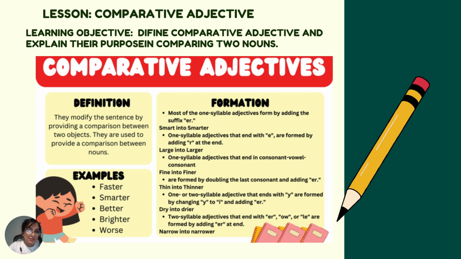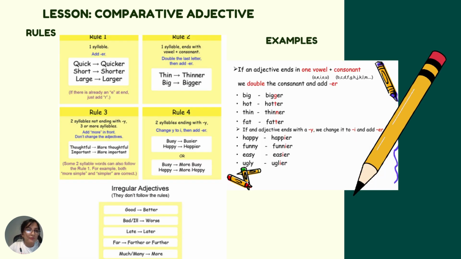This is my lesson. The learning objective is to define comparative adjectives and explain their purpose, comparing nouns. And here we can see the definitions, examples, and formation. Over here we can see so many rules. We have rules to create sentences using comparative adjectives and so many examples.